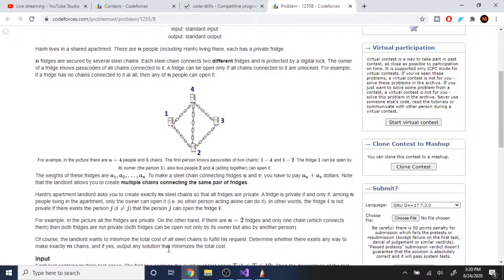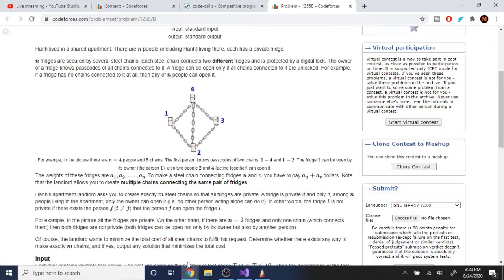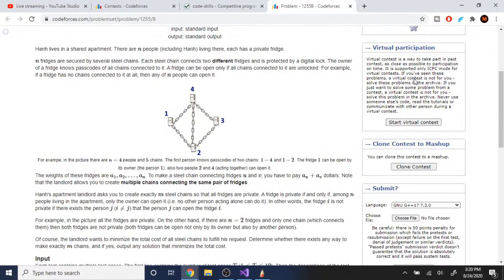Okay, so here all fridges are private. Why are they all private? So let's say I draw this fridge 1, 4, 3, 2, and there's 1 connecting to 4. So 1, 4, 3, and then there's another 1, 2. So why are all these private? That was not a good drawing here. Okay. Why are all these private? That's a big question.